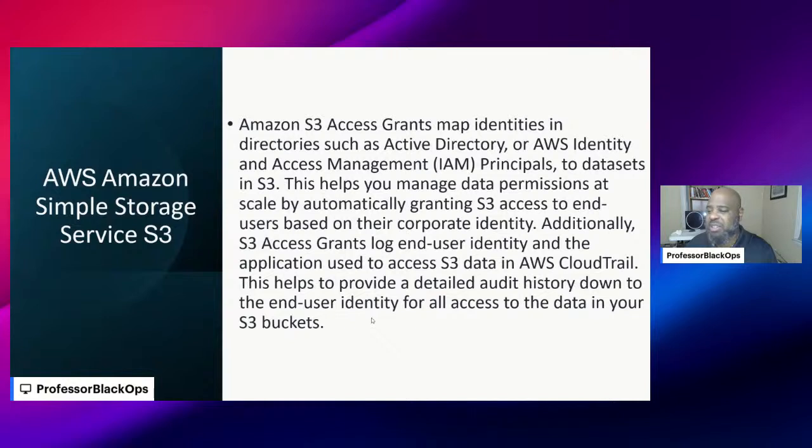Amazon S3 Access Grants maps identities from directories such as Active Directory or AWS Identity Management to datasets in S3. This helps you manage data permissions at scale by automatically granting S3 access to the end users based on their corporate identity. Additionally, S3 Access Grants logs the end user's identity and the application used to access S3 data in AWS CloudTrail. It helps to provide a detailed audit history tying the end user's identity to all access to the data in your S3 bucket.